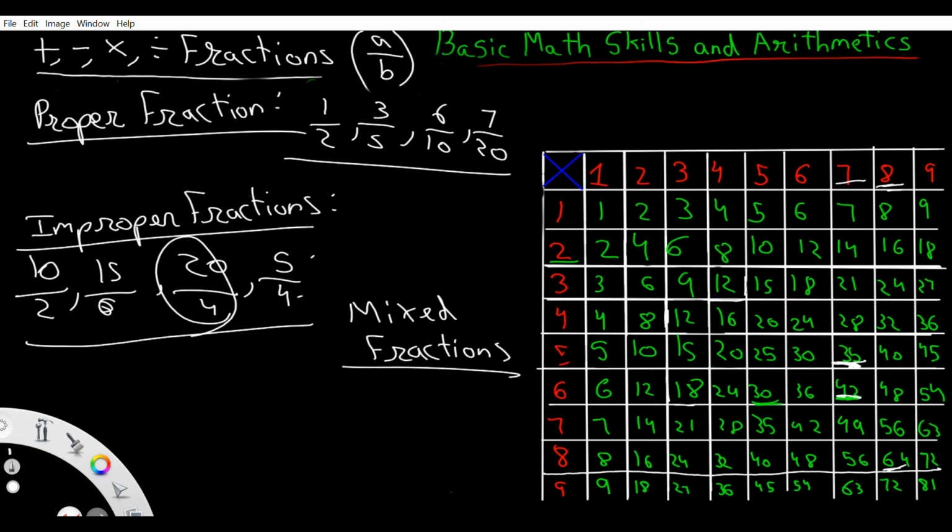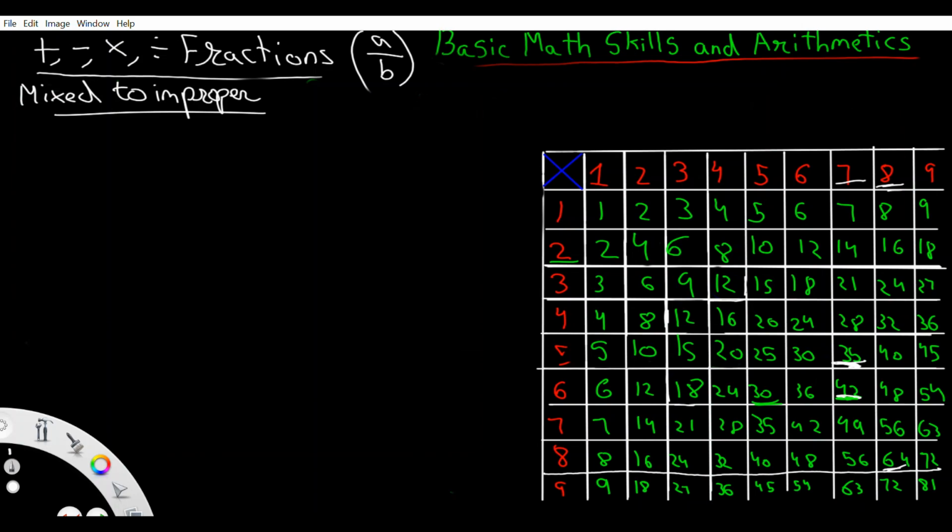What a mixed fraction looks like is 2 and 5 over 4. This is an example of a mixed fraction. This 2 is a whole number, 5 is the numerator, and 4 is the denominator. How you convert this mixed fraction into an improper fraction is you multiply the whole number and the denominator together, and then you add the result to the numerator. So you do 2 times 4, which is 8, and then you add 8 plus 5, which is 13 over 4. Let me show you what I mean in detail.